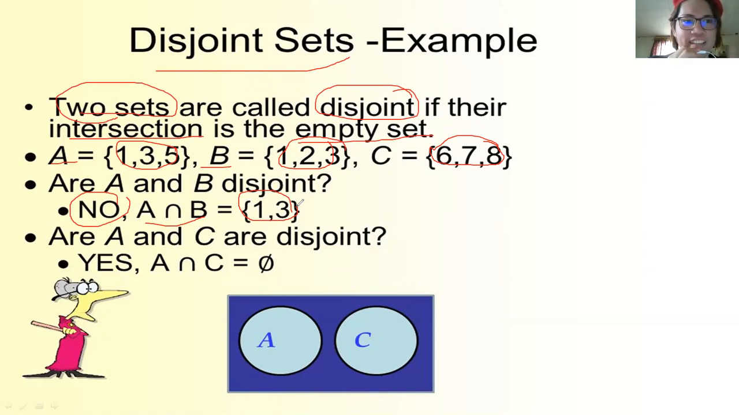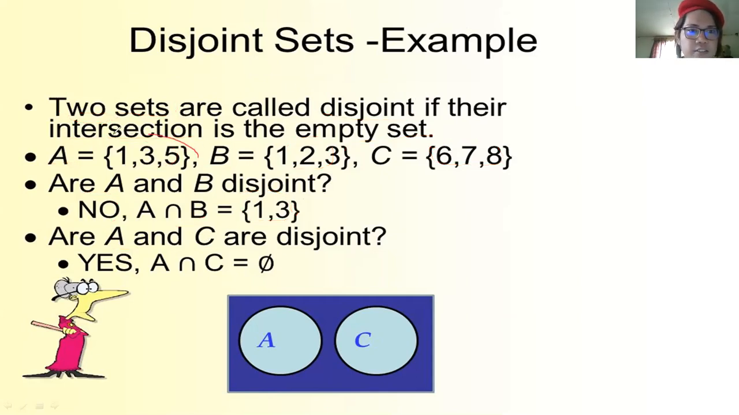Still have focus. Again, A and B in this example are not disjoint because they have common elements, or they have an intersection. What about this one? A and C. Try to compare A and C. Are they disjoint? Yes, very good observation. The reason is 1, 3, and 5, and 6, 7, and 8 don't have common elements. In short, their intersection is a null set or empty set.